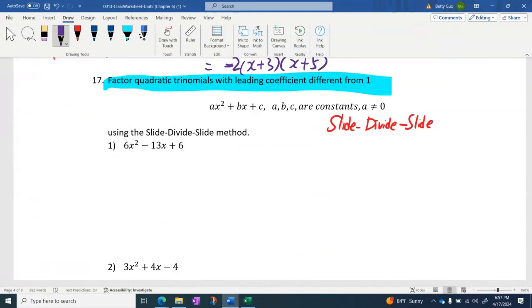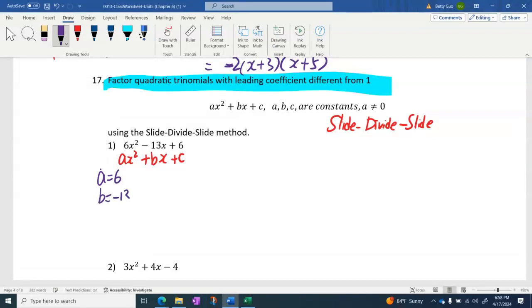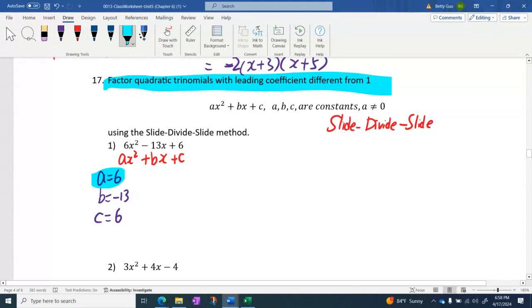Number 1, 6x squared minus 13x plus 6. If I write the standard form of a quadratic trinomial right under, you can compare. The given trinomial is a quadratic trinomial, degree 2. And then we also can write the a, b, c, right? A is 6, b is negative 13, c equals 6. So the leading coefficient is not 1. Can we factor 6 out?